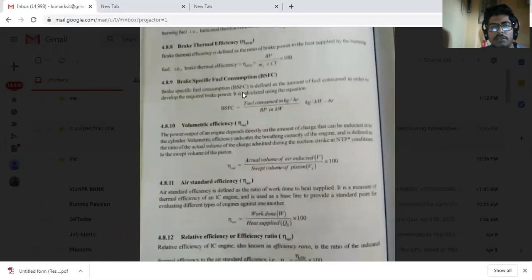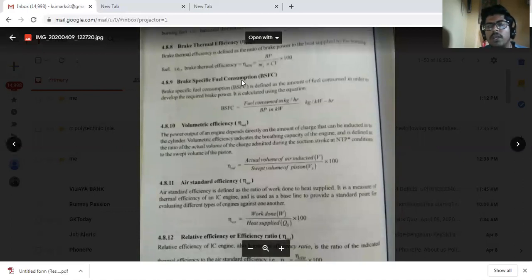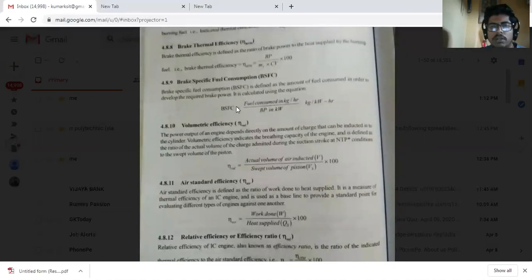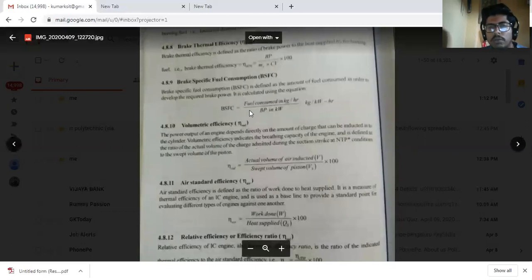Next, brake specific fuel consumption. The amount of fuel consumed in kg per hour per unit of brake power is called brake specific fuel consumption. BSFC is equal to fuel consumed in kg per hour divided by the brake power in kilowatt. So the BSFC unit is kg per kilowatt hour.